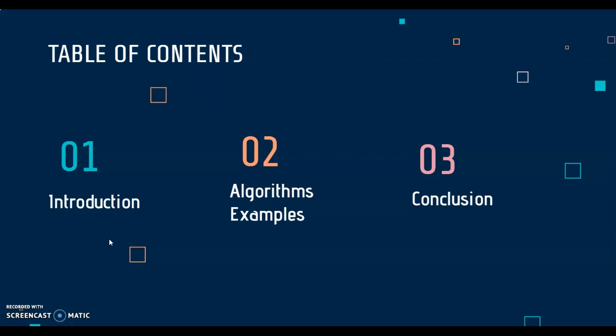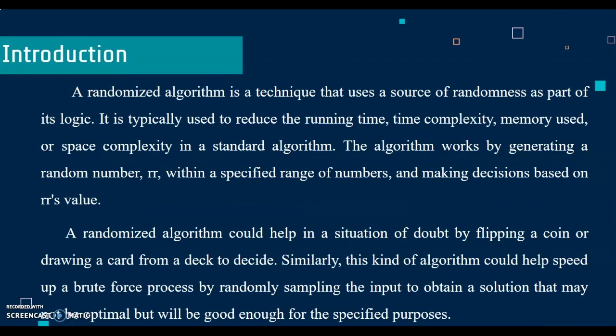This is our table of contents. Introduction. Randomized algorithm is a technique that uses a source of randomness. The purpose of it is to reduce the running time complexity, memory use, or space complexity in standard algorithms. This algorithm works by generating a random number within a specified range of numbers and making decisions based on the number's value.